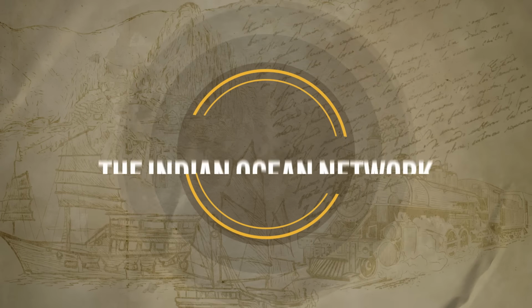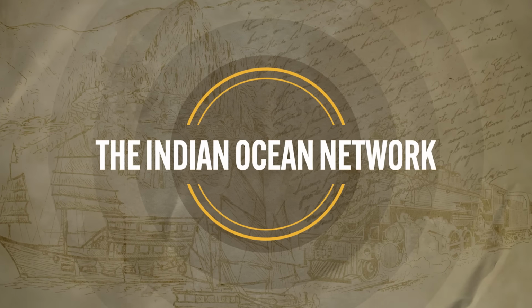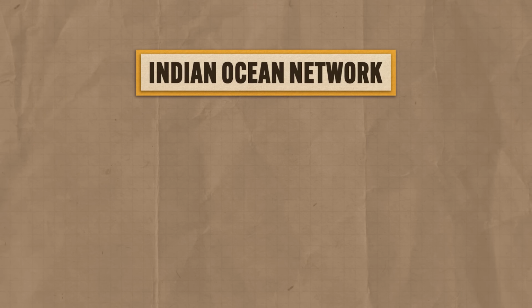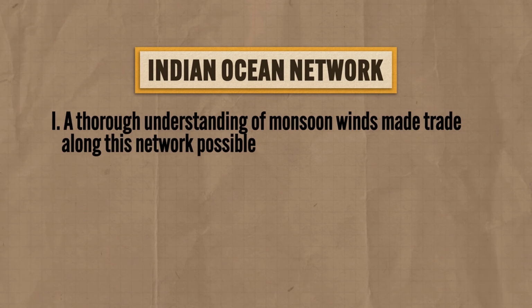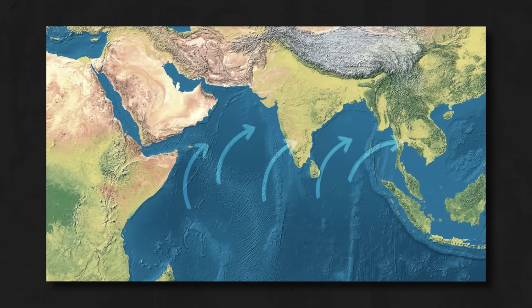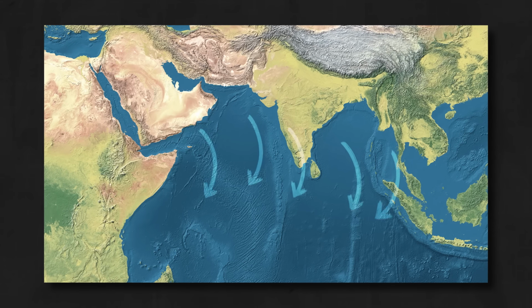Okay, now let's get into the details of the Indian Ocean Network. And just like the Silk Roads, this maritime trade network existed for centuries before 1200, but during this period, the scope of these routes expanded significantly. Now, what made trade along this network possible was a thorough understanding of monsoon winds. And really all you need to know about that here is that Indian Ocean merchants developed an understanding over time that winds predictably blew in one direction or the other depending on the season.